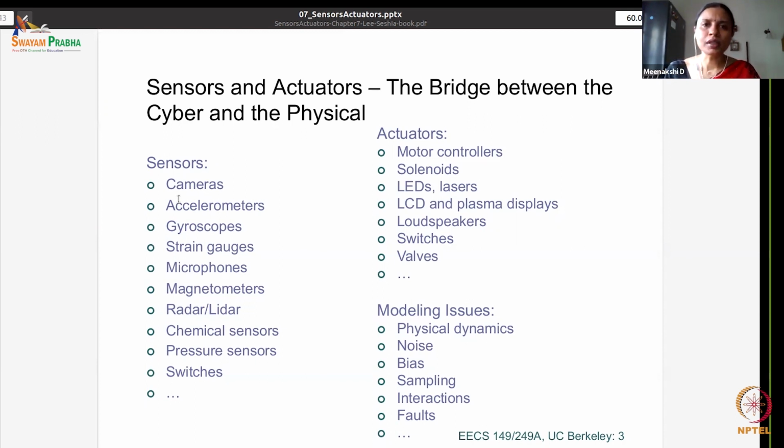Actuators, what could they be? A lot of devices that we can control are actuators: motor controllers, solenoids, light emitting devices, lasers, LCDs, speakers, switches that can be put on or off, valves that can be turned, opened, or if it's an analog thing, adjusted to be partially open or partially closed, and so on. So, fine, there are so many sensors that we can read data from, so many actuators that help us to provide data to control the devices.